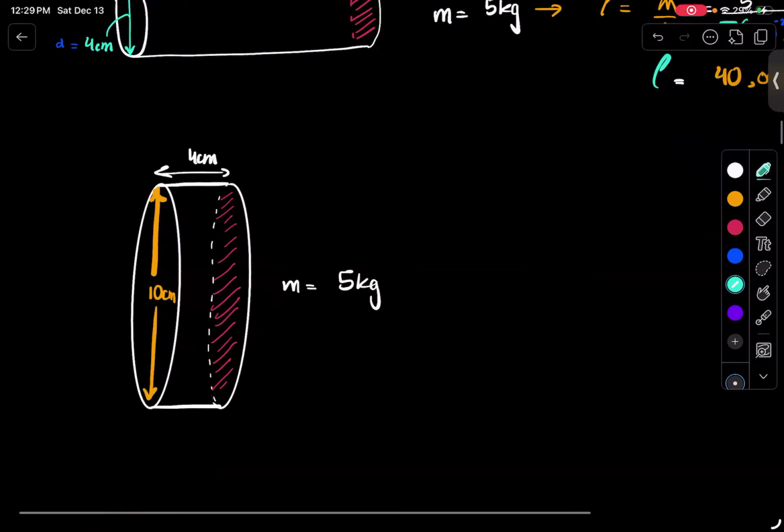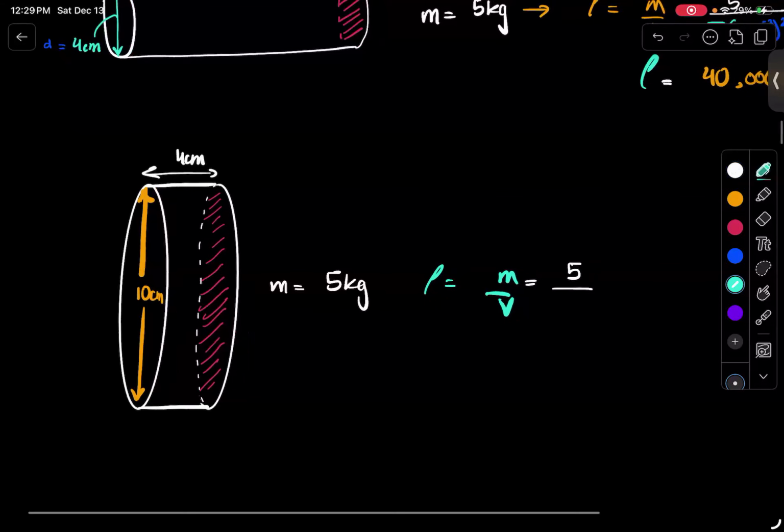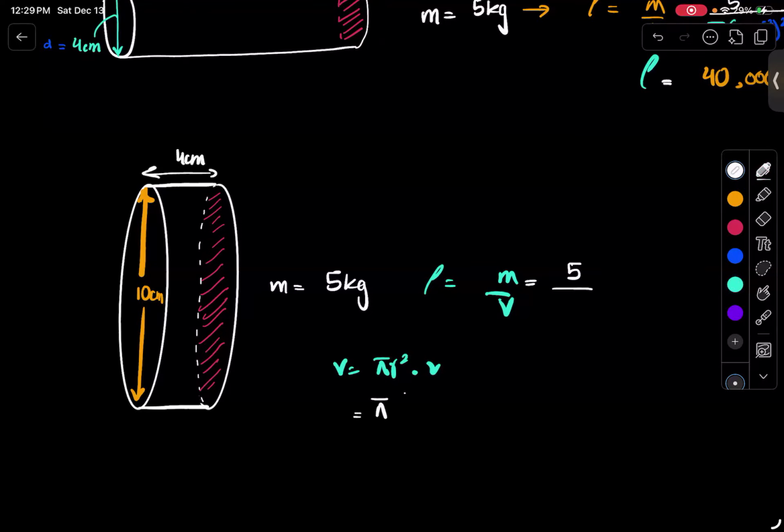Now let's check it out for the thicker cylinder. Again, density is equal to mass per unit volume. What is the mass? That's 5. What is the volume? Now, again, volume is equal to pi r square times L. Now, in this case, the radius is actually 10 centimeters. So 10 into 10 to the power minus 2 squared multiplied by what's the length in this case? Now it's 4. So 4 into 10 to the power minus 2. Let's check what that number is.